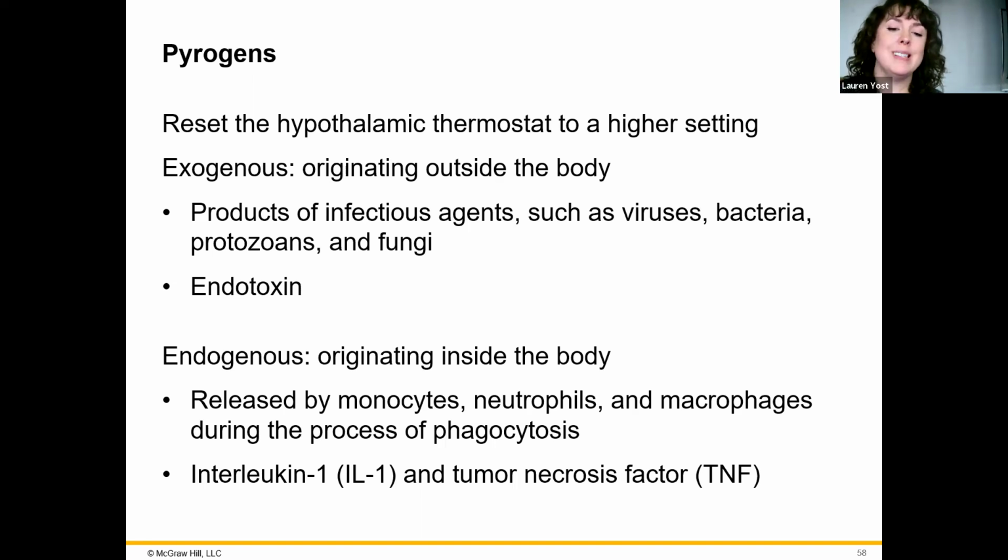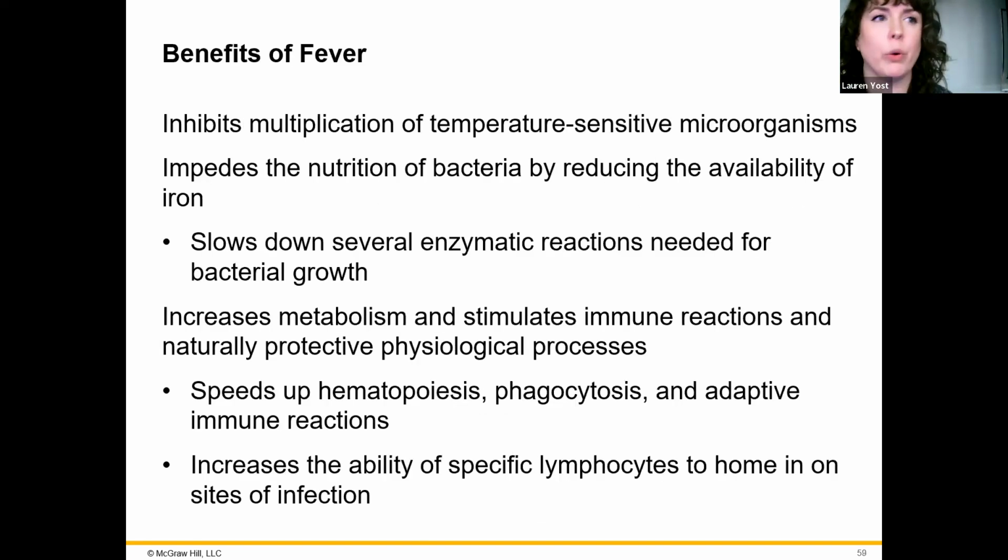Endogenous, these are things that are inside of the body. You have some sort of chemical signal going on in your body that triggers fever. So this might be in response to an infection, but if your cells are making it, that's endogenous, okay? You can have both going on, of course, at the same time.